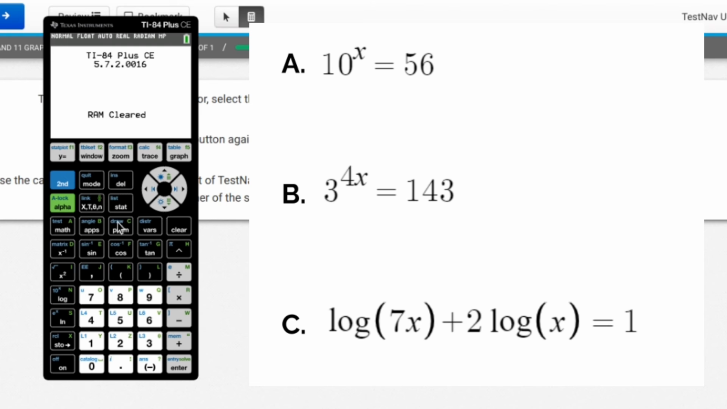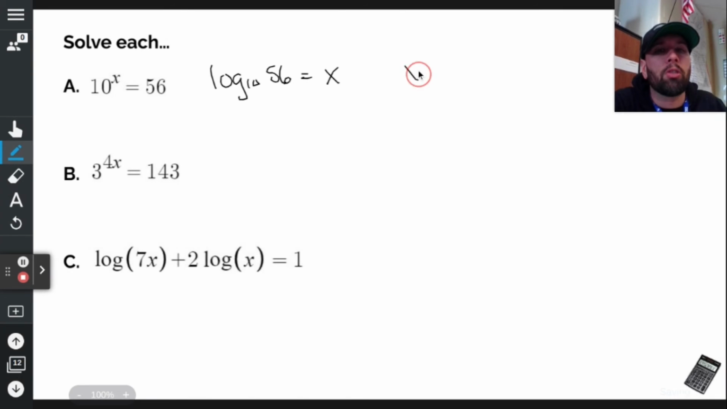Okay, now that we've got this in log formation, remember log base 10 and log are just the same exact guy. So all we have to do is log 56, and then round to 3 decimal places, 1.748, and we're done. So Mr. Calculator says that X is going to equal 1.748. Cute. Thank you, Mr. Calculator.